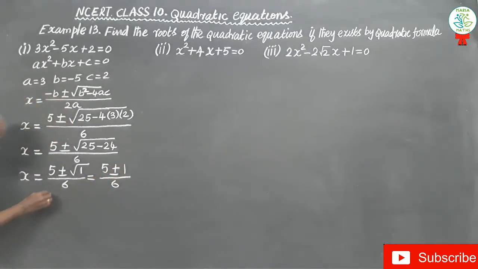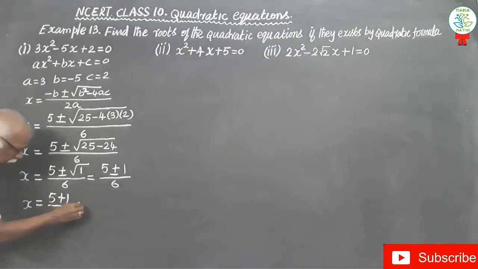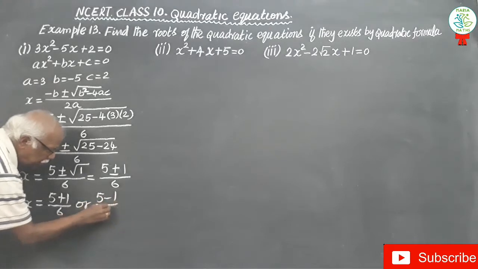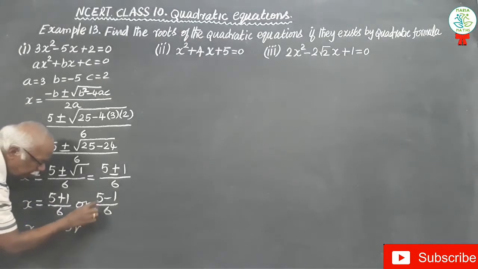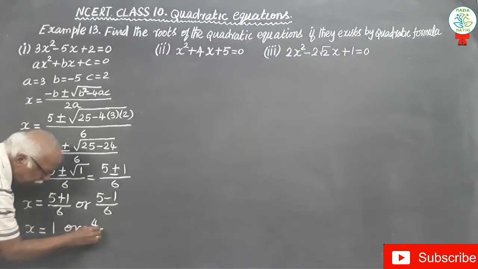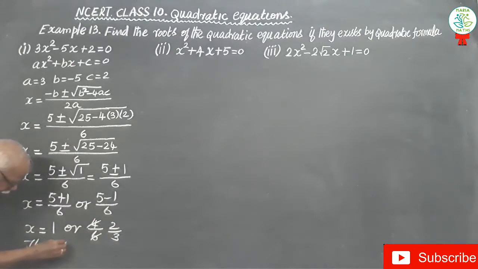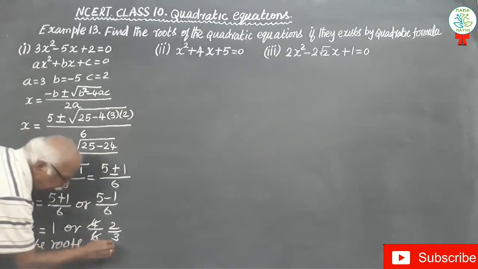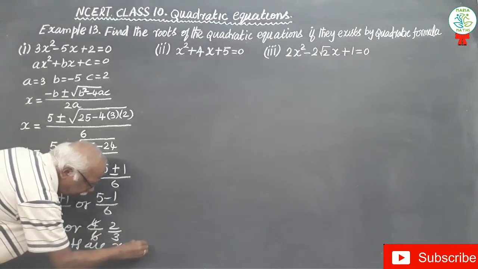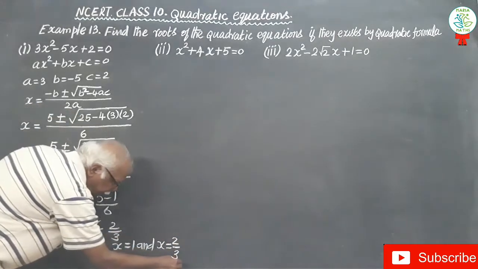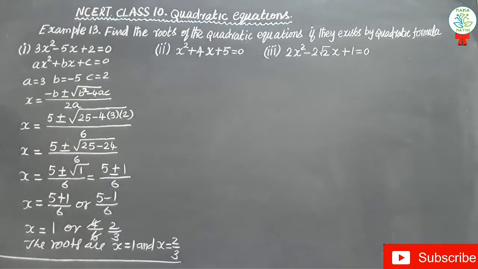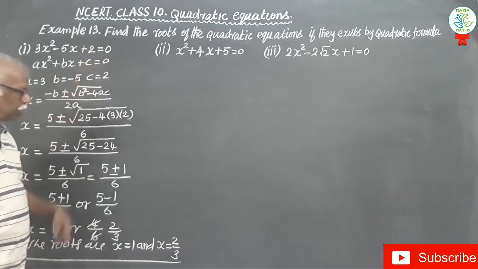Therefore x is equal to 5 plus 1 by 6 or 5 minus 1 by 6. So x is equal to 6 by 6, which is 1, or 4 by 6, which is 2 by 3. Therefore the roots are x is equal to 1 and x is equal to 2 by 3.